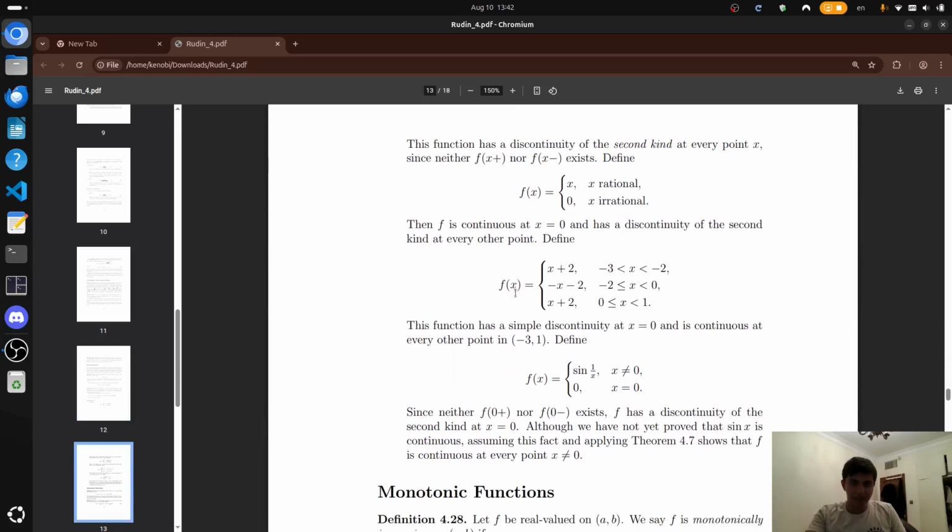And now we have this example over here. f of x equals x plus 2 for negative 3 less than x less than negative 2, negative x minus 2 for negative 2 less than or equal to x less than 0, and x plus 2 for 0 less than or equal to x less than 1. This function has a simple discontinuity at x equals 0 and is continuous at every other point from negative 3 to 1.